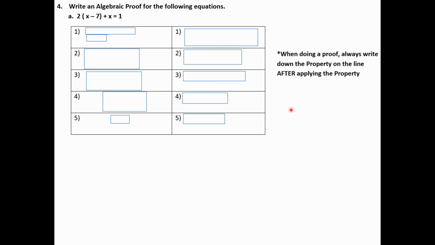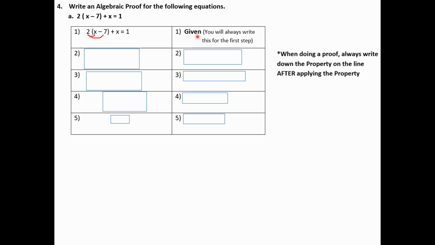Moving on to our first proof, a little note here. We're starting with this 2 times x minus 7 plus x equals 1. And then when you're doing a proof, you typically want to write down the property on the line after you apply that property. So a question you might have is, well, where do I start with this idea of a proof? And where we start is we're going to write out our problem, the thing that we're working on. In this case, it's our algebra equation.